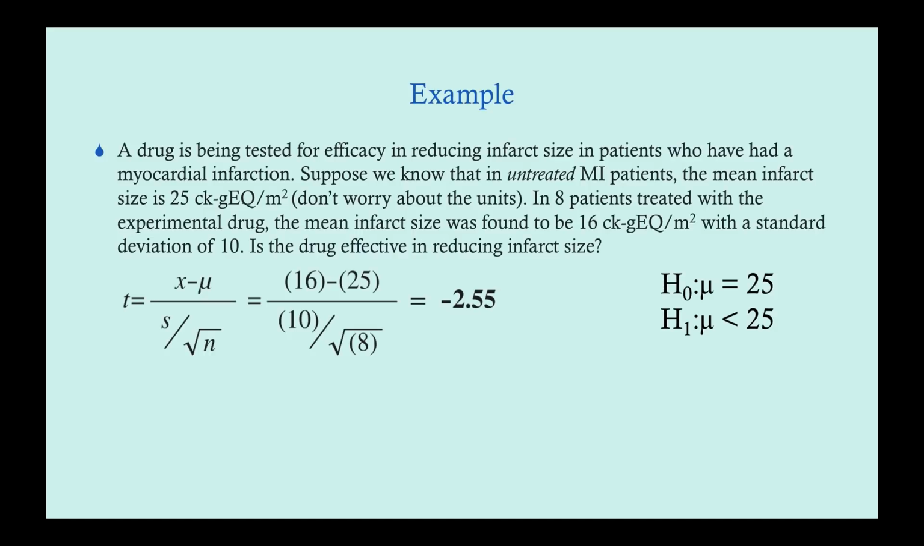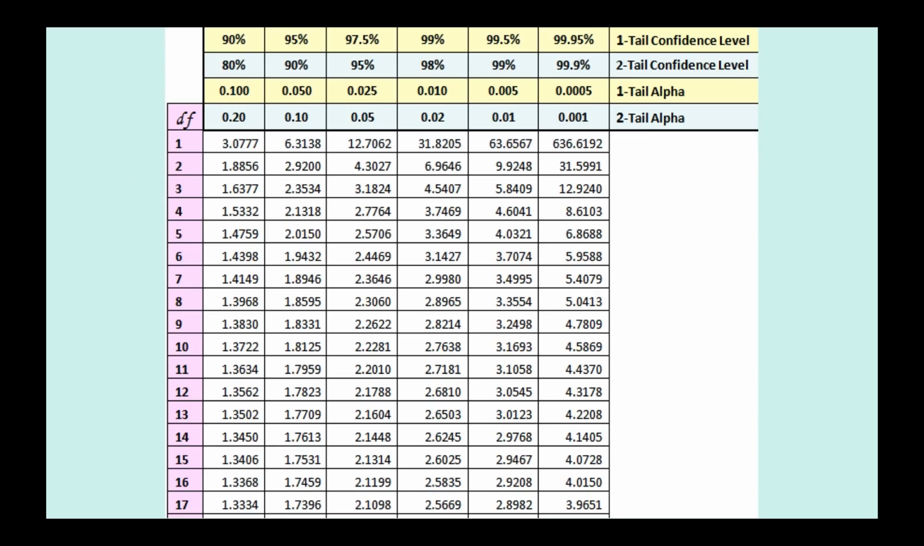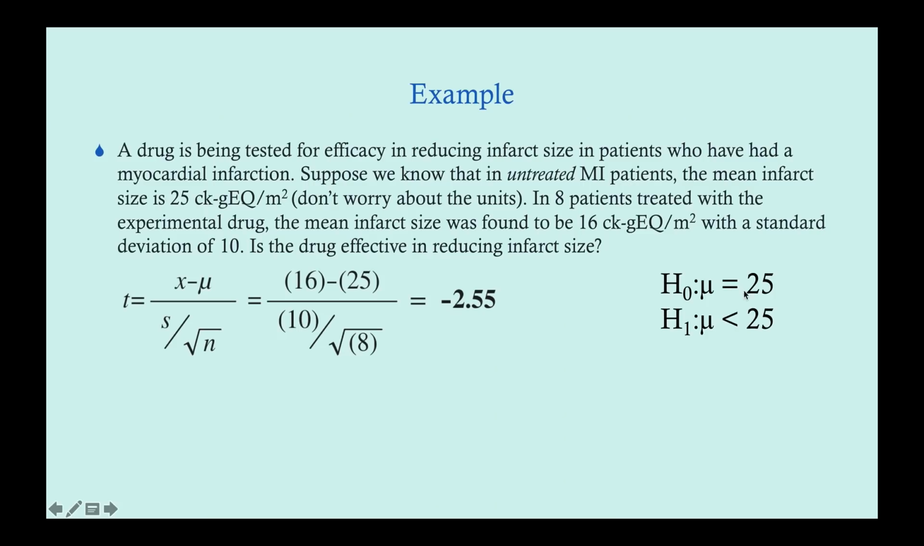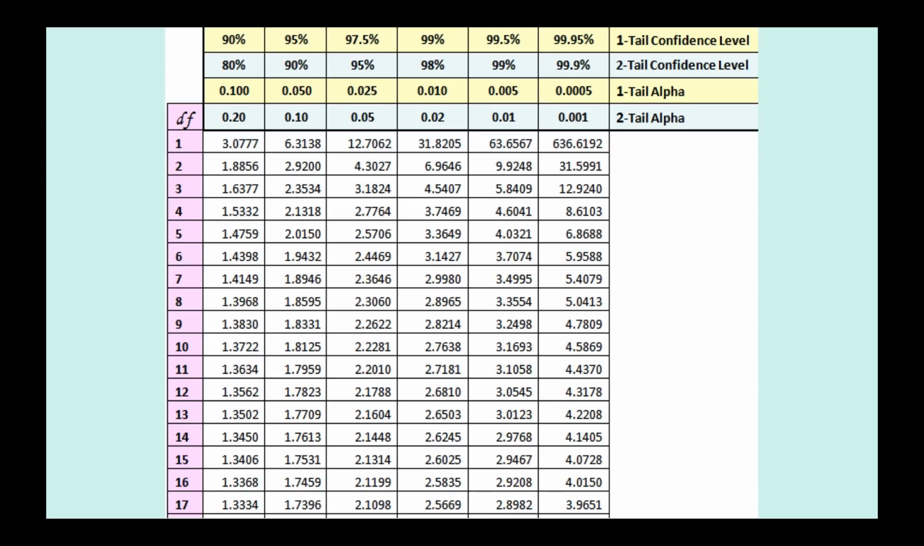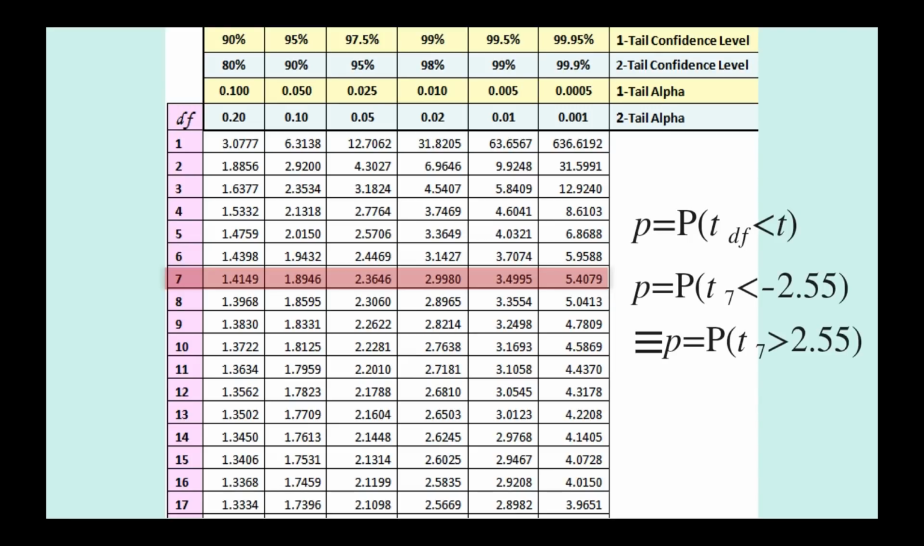So what do we do with this? Well, what we do with this is we determine, well, what were our degrees of freedom? Our degrees of freedom is going to be 7 because we have 8 patients, our sample size of 8, and so we have a degree of freedom of 7. Now, when we determine if something is effective, we, by convention, use an alpha of 0.05. So what would we use here? We would use degrees of freedom 7, and we would use an alpha of 0.05. That's what we would be looking for.